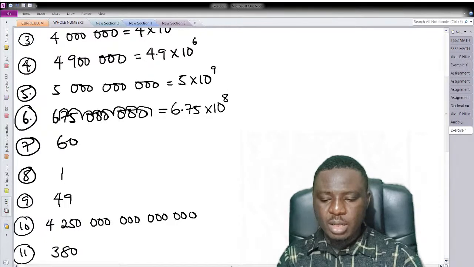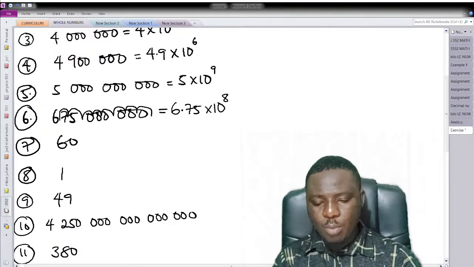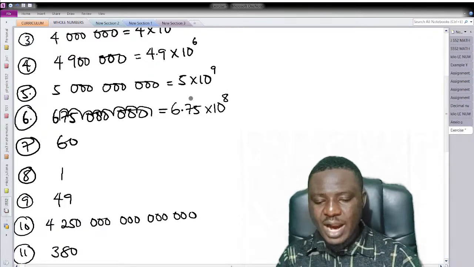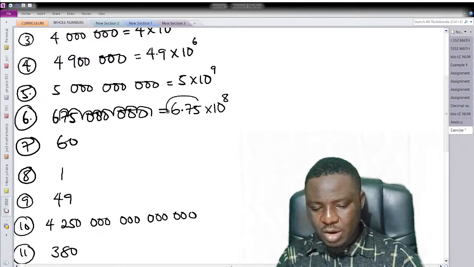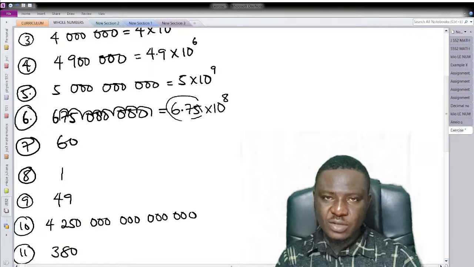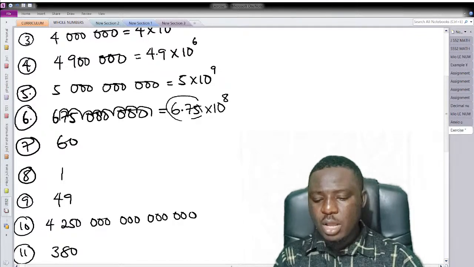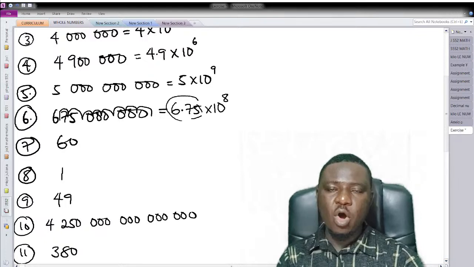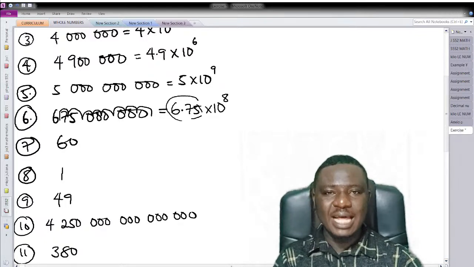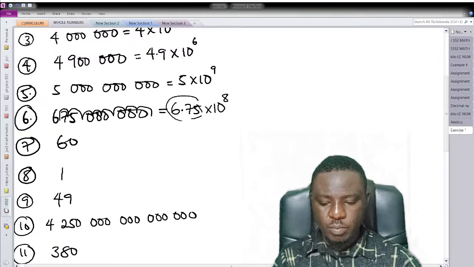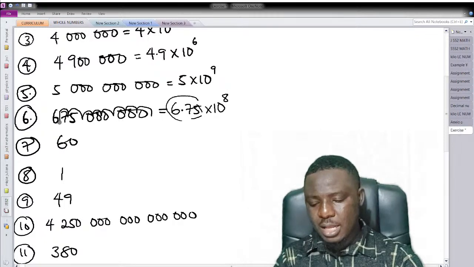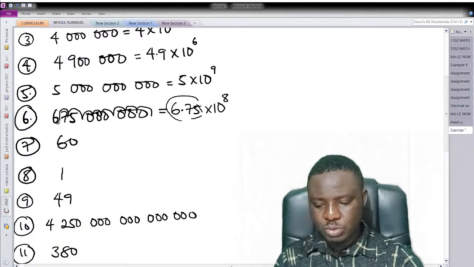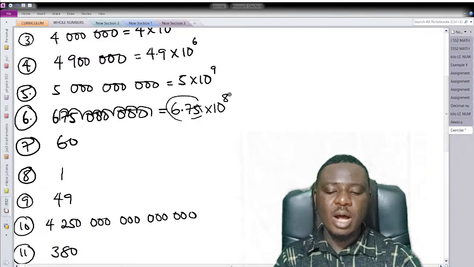Now, you will observe that in writing the value of A, I have to pick all the significant figures. In this case, they are all significant, but you have to pick all the digits other than 0. So, the answer becomes 6.75 times 10 to the power 8.